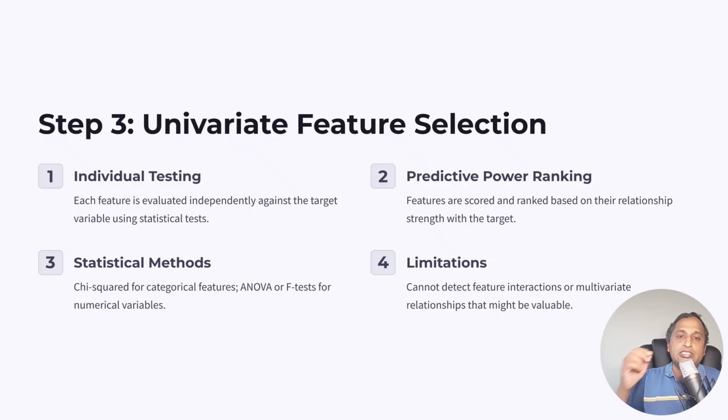But there are some important considerations here. One is that univariate selection doesn't capture interactions between features. So it ignores a combination that might be powerful together but weak individually. So while it's fast and useful, we need to be careful not to rely on it alone. This step is often used in the early stages of feature reduction, especially in a high dimensional data set, to quickly narrow down the most promising features.